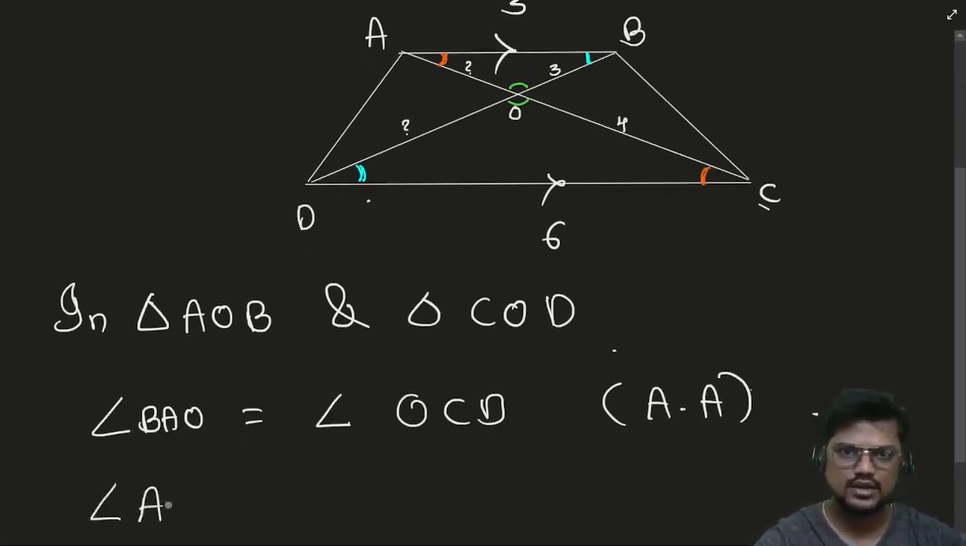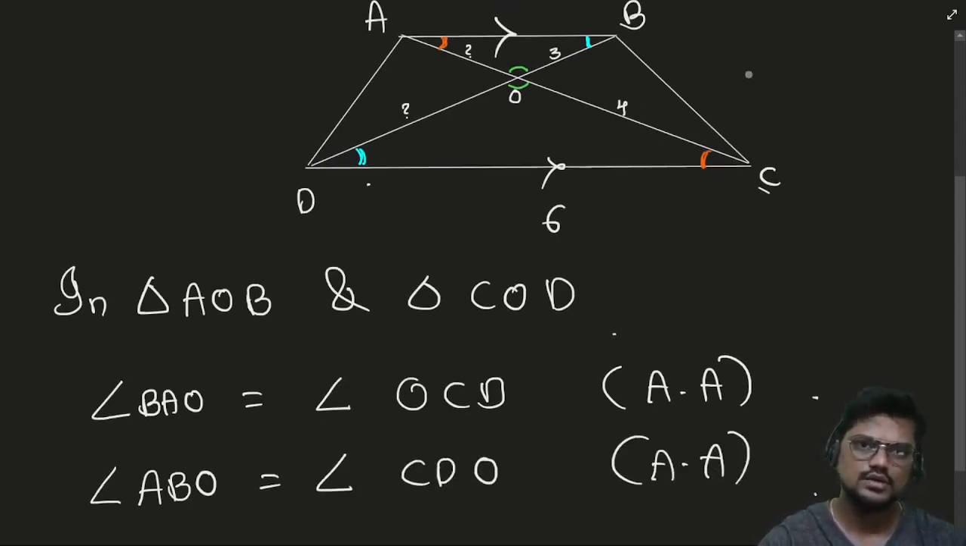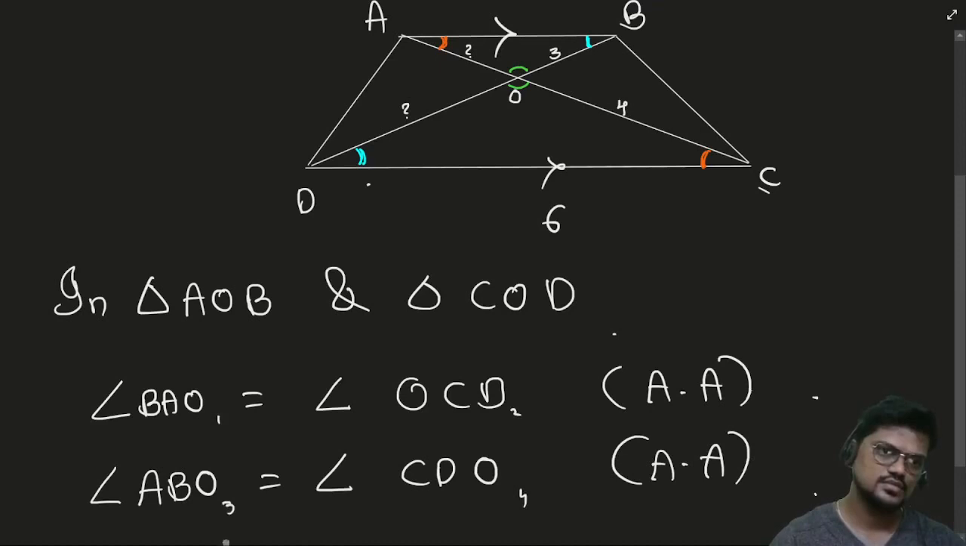Sir, angle ABO will be equal to angle CDO. Sir, it's angle BAD. No, that's not BAD, it is BAO. Nothing is wrong. Which part are you saying is wrong? First, second, third, fourth? First: BAO, that is right. It will be BAO. This angle is equal to this angle, no? OCD.